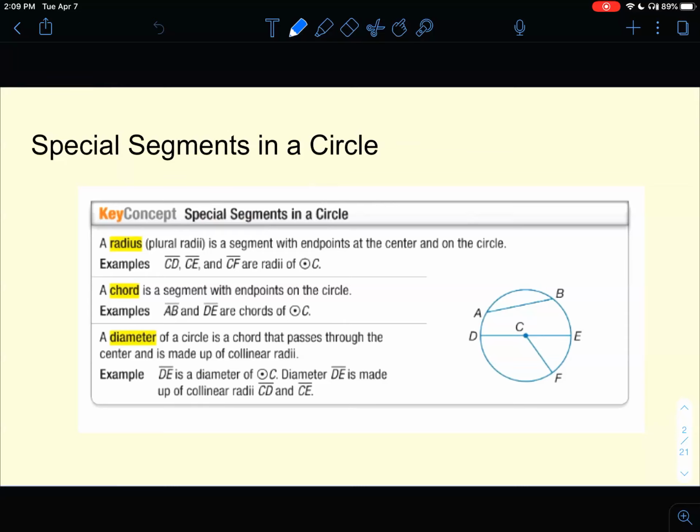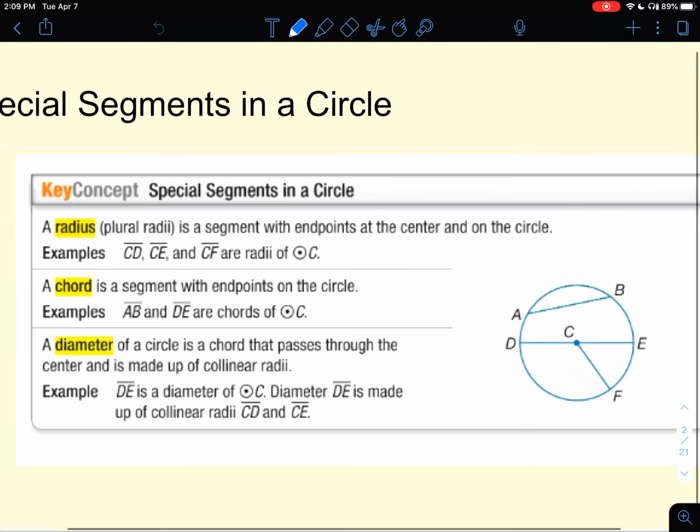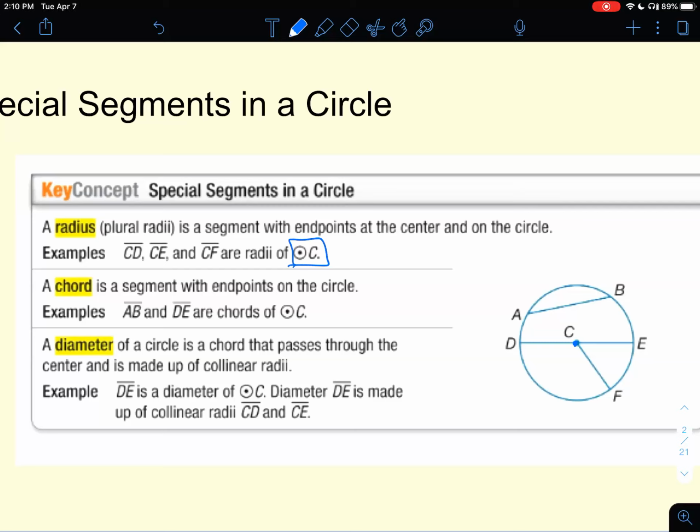First thing that we want to talk about are the special segments inside of a circle. Many of these you may be familiar with and some may be new. So for this particular circle, this is the circle C, and we identify the circle C based on its center. And the symbol used to identify a circle is, of course, right here as a sample is circle C. So the radius, or radii for plural, is from C to E, C to D, and C to F. So we have those three radii.